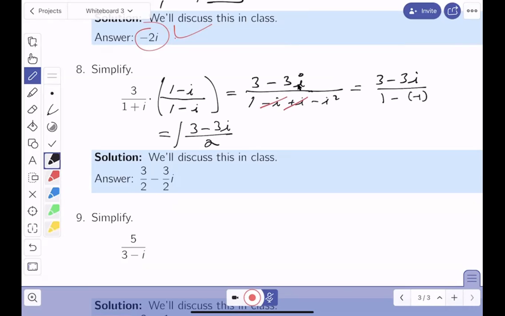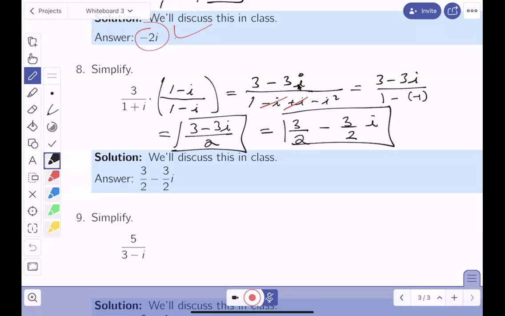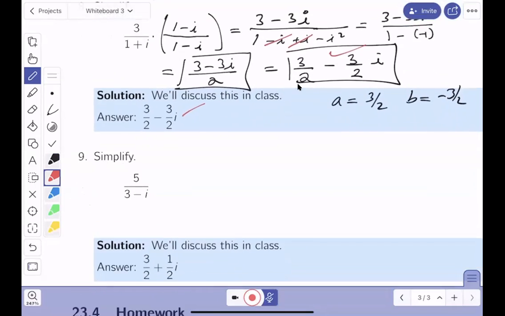By the way, I have no objection to the way that's written. Other people do, though. They split it into 2 terms: 3 halves minus 3 halves of an i. Now, why would they do that? They can now identify the A as 3 halves and the B to be minus 3 halves. Let's check the key, see if we got the right answer. And we got the right answer. All right, let's go to number 9.